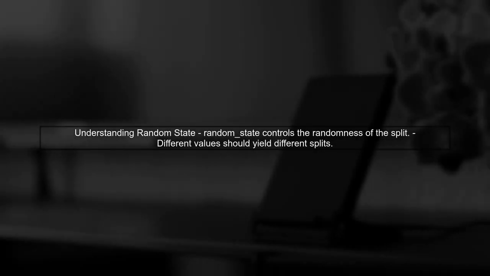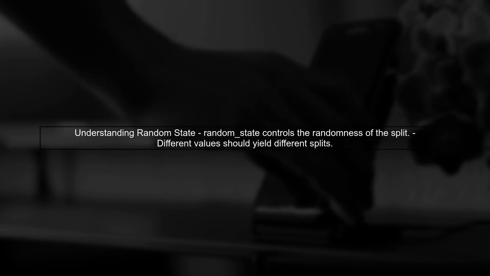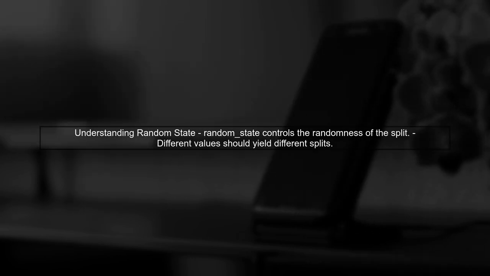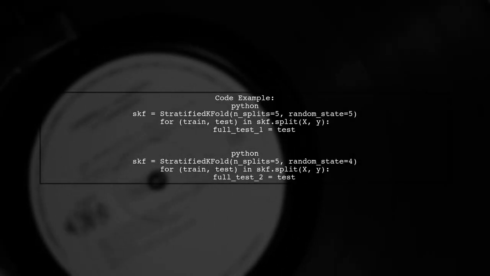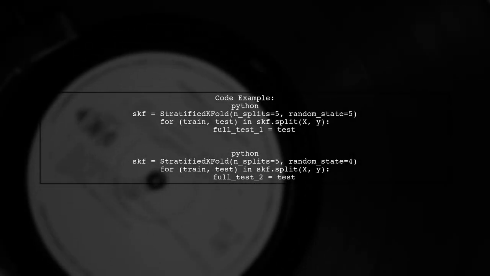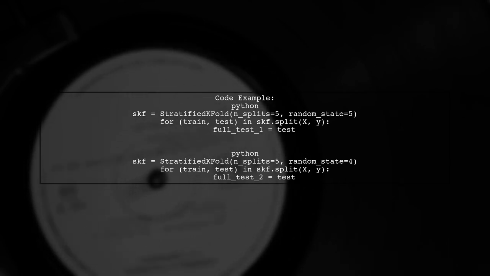So let's continue on. Let's address the issue with the random state and stratified K-fold from Scikit-learn. First, we need to understand what the random state parameter does. In your code, you set random state to 5 and then to 4. However, both times you receive the same test indices. This is unexpected behavior.